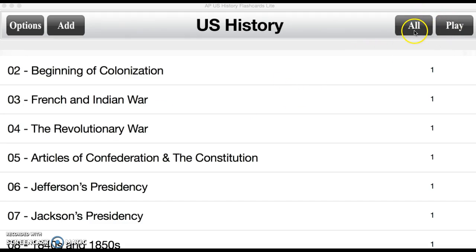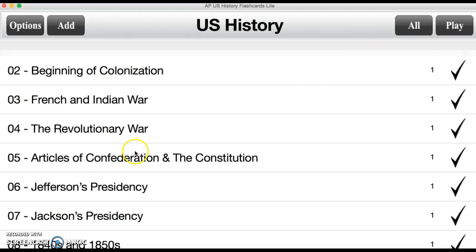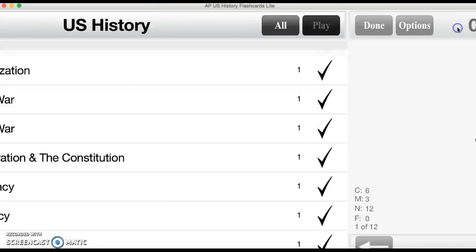So let's just say we select all the categories. The reason I would tell students to select all the categories is because it would give them a good range of selection in terms of practicing the different categories and being able to address them when they're on the AP test. So we can go ahead and push play.